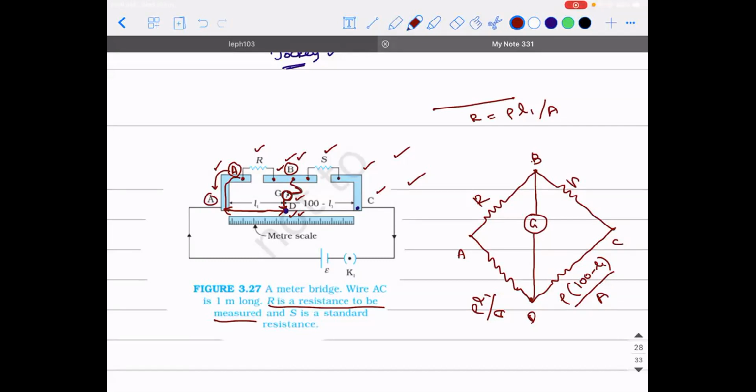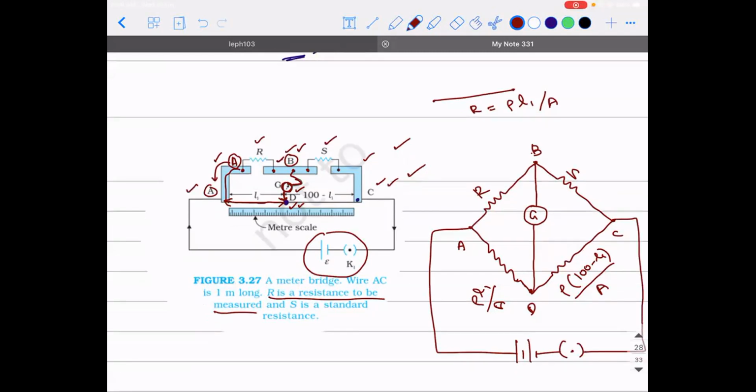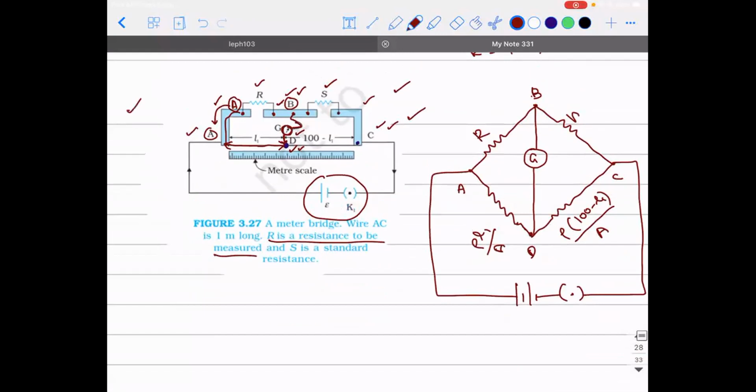Right? And between the points A and C, there is a power source connected. The only difference is you have a key here because you are going to do this as an experiment. Now, will you guys accept that meter bridge and Wheatstone bridge are the same? Right. Now you will have a better clarity.